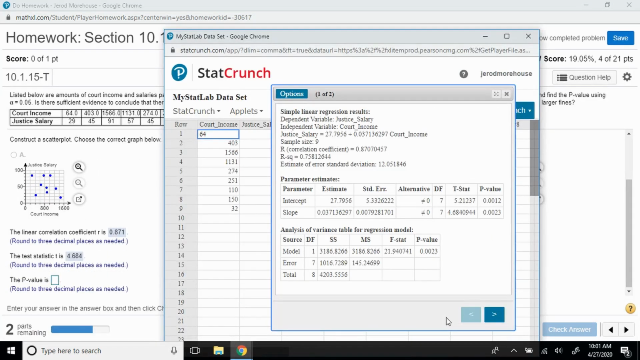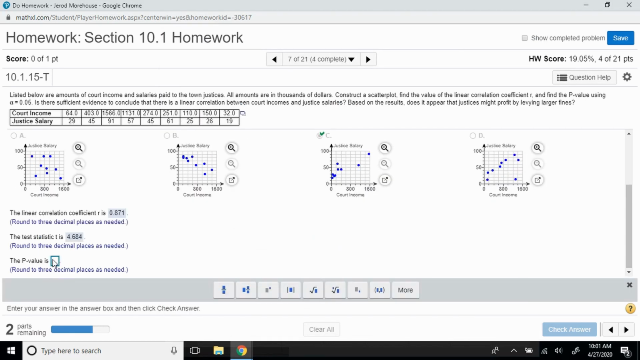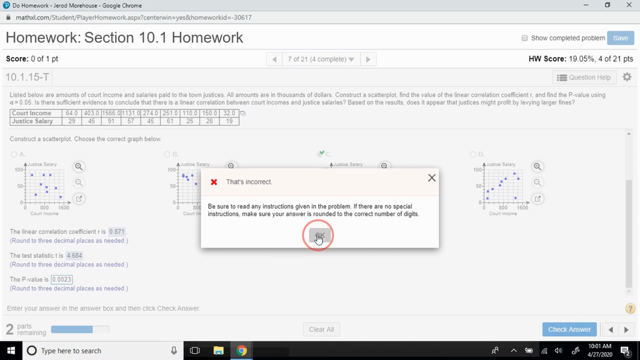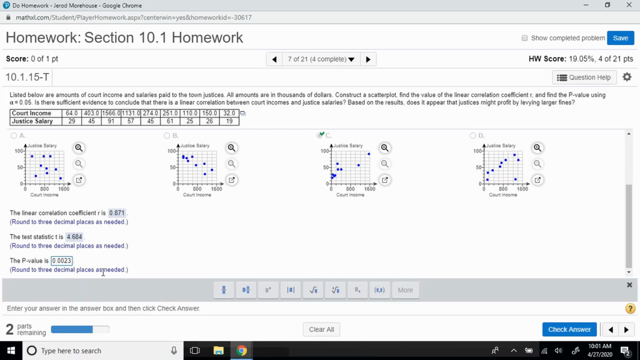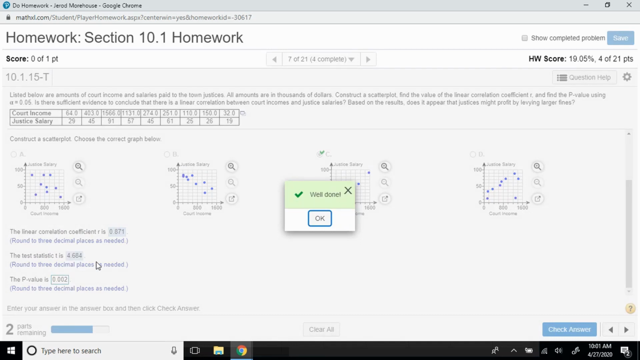And then it asks for a p-value. So going back to StatCrunch, we can say 0.0023. Oh, it didn't like it. Oh, I put in too many decimals. So to 3 decimals, it'd be 0.002. I hate when it does that kind of stuff. Right, now it likes it.